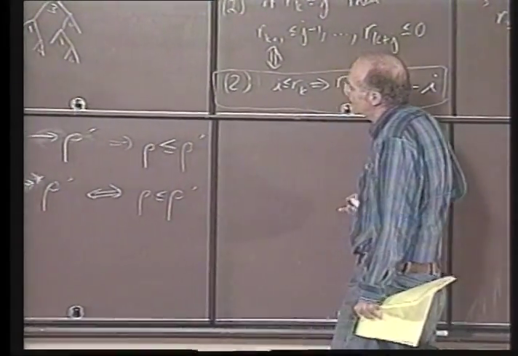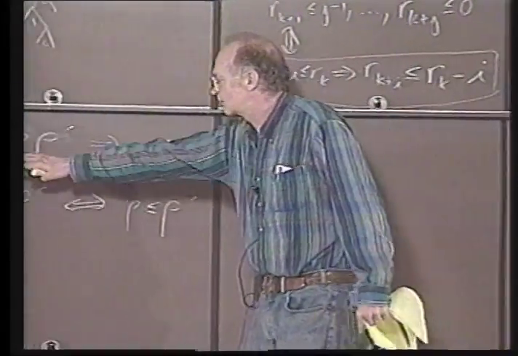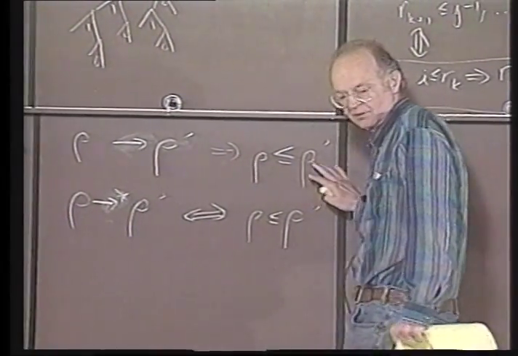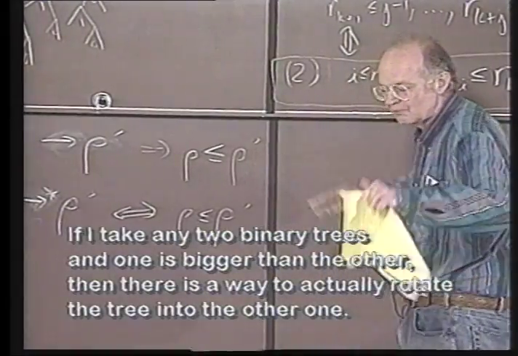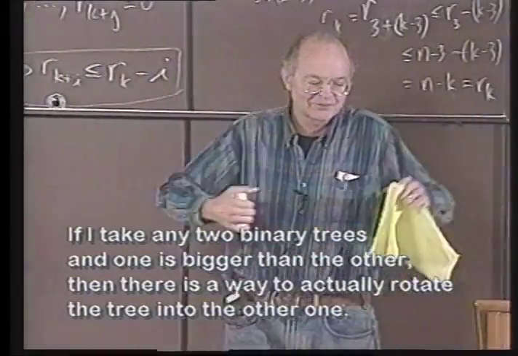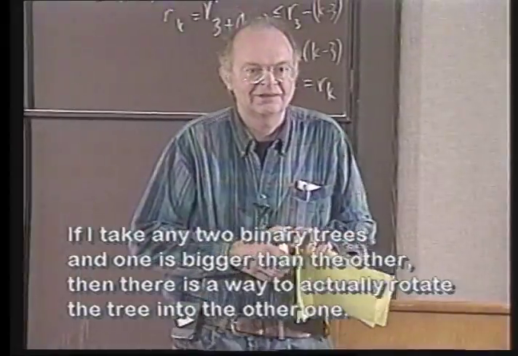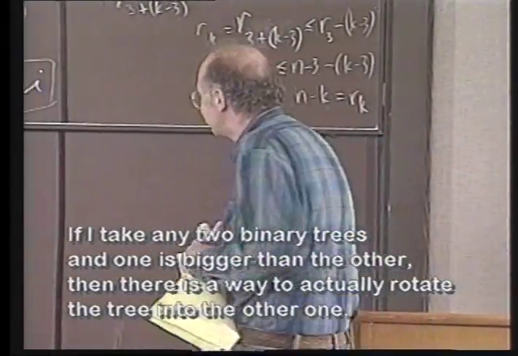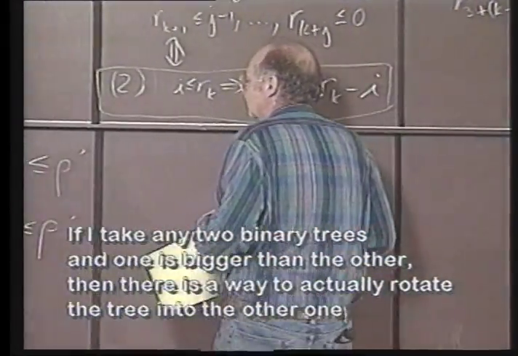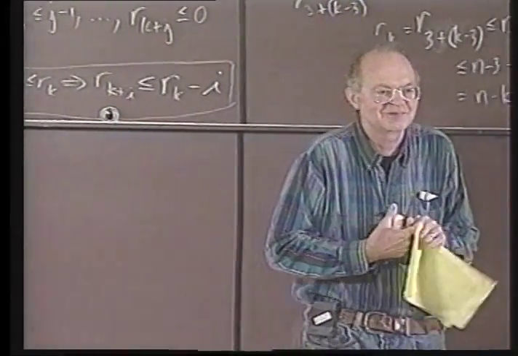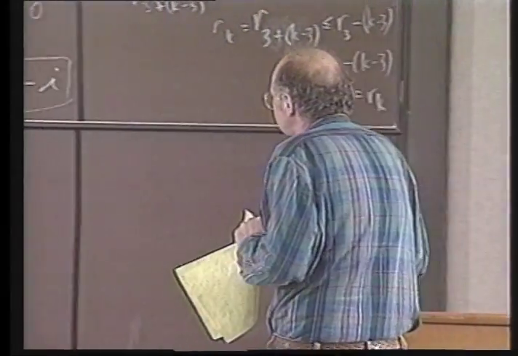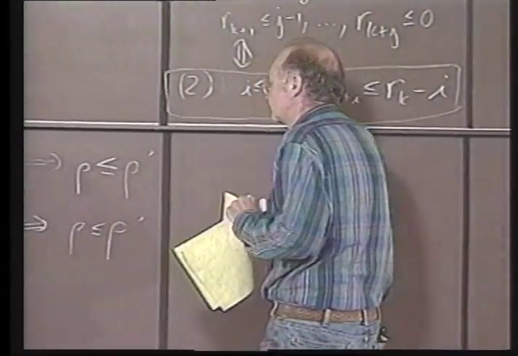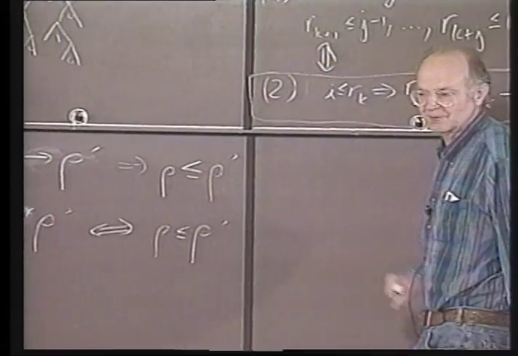Now one way is obvious. It's saying a rotation always increases. But now we have to show the other way, that if I take any two binary trees and one is bigger than the other, then there is a way to actually rotate the guy into the other one. I'll prove that in a minute. We'll first derive some consequences of it and see why that's interesting. But that is a fact, and we'll soon see why it's true.